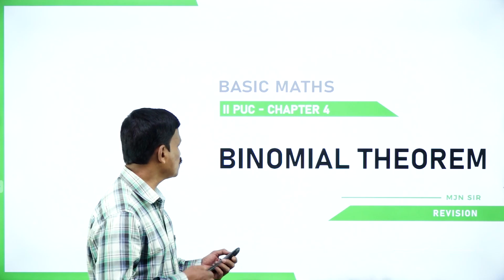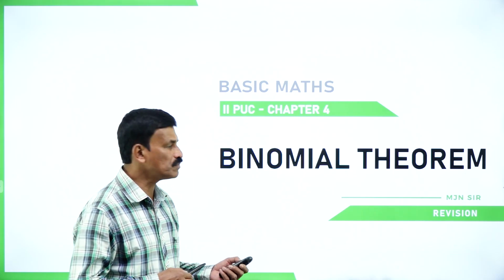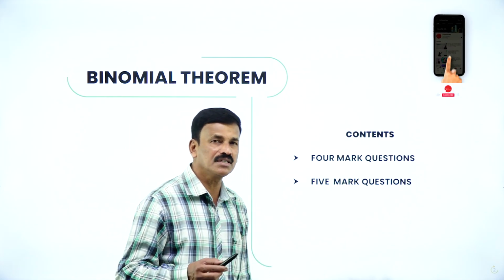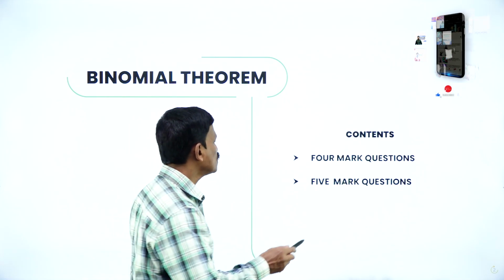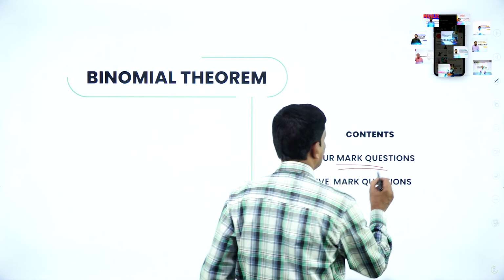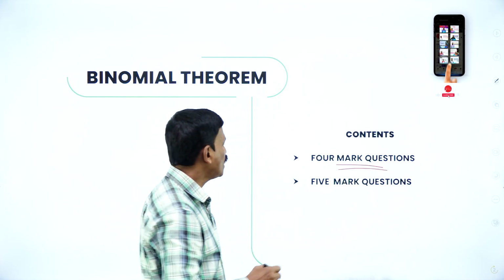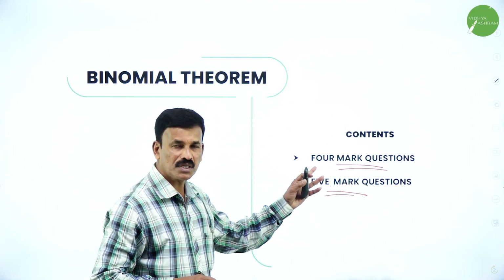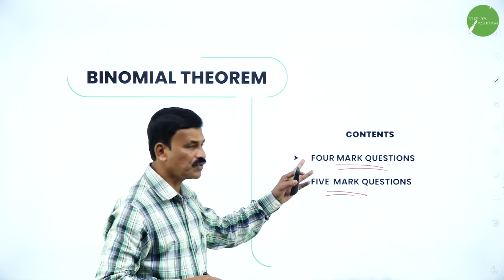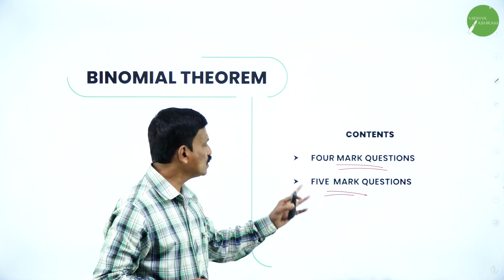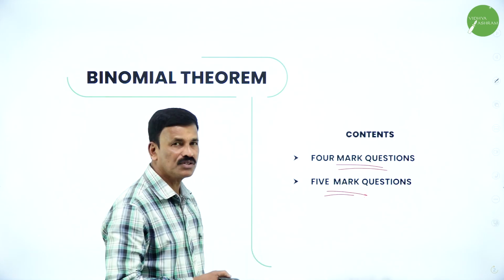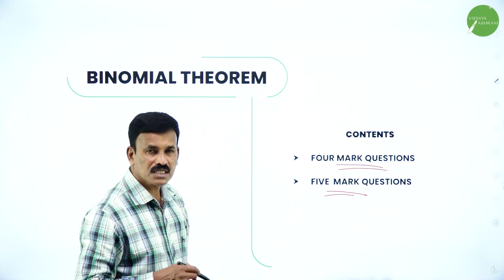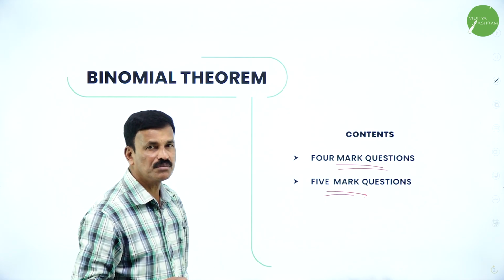Today in this session, I am going to discuss a very easy and simple chapter, that is Binomial Theorem. In this chapter, you are going to get one question either for 4 marks or 5 marks. One 4 marks question is from application of Binomial Theorem, in part E, and another one is a 5 marks question. So you may get one question either for 4 marks or 5 marks from this chapter. Now let us discuss the 4 marker first, the application of Binomial Theorem.